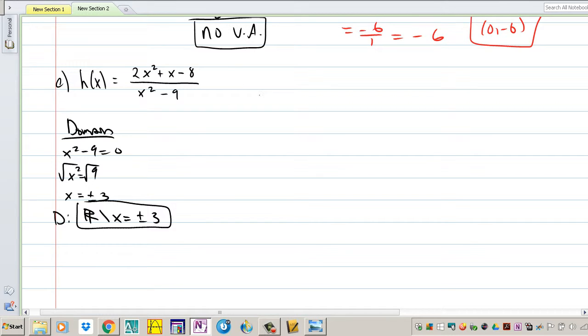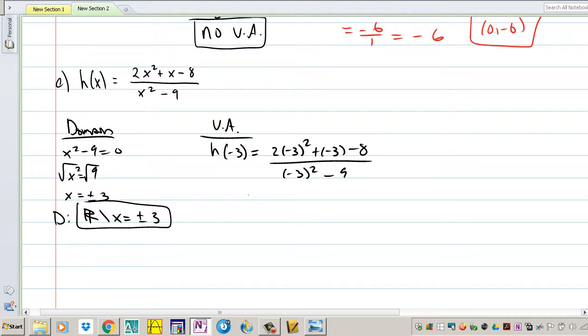And then to plug those in for your vertical asymptote, let's see if you have any vertical asymptotes. So let's go ahead and plug in negative 3. 2 times negative 3 squared plus negative 3 minus 8 all over negative 3 squared minus 9. This is 18, this is minus 11, so you get 7 over, the bottom is 0. So x is equal to negative 3 is a vertical asymptote.